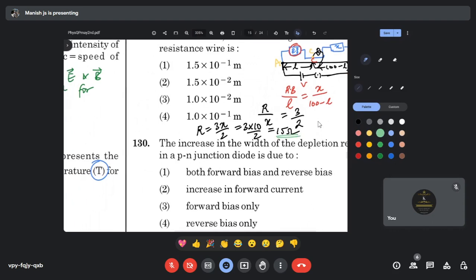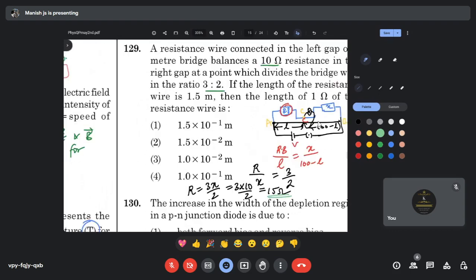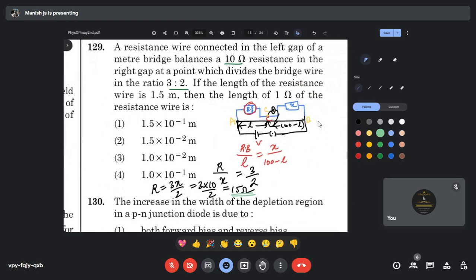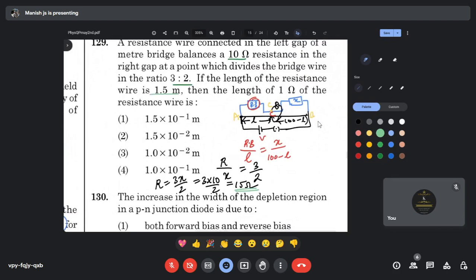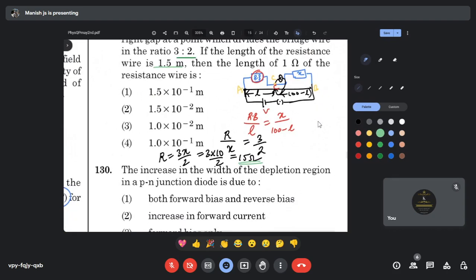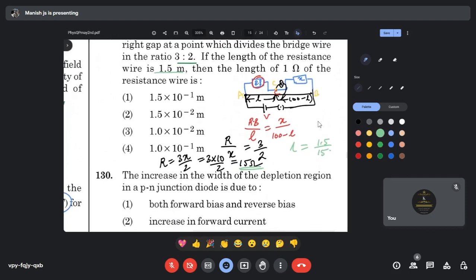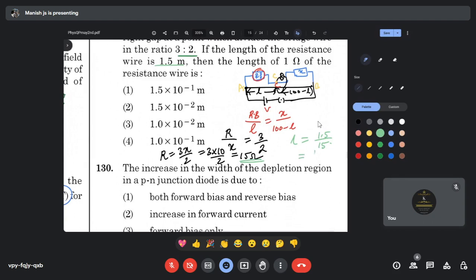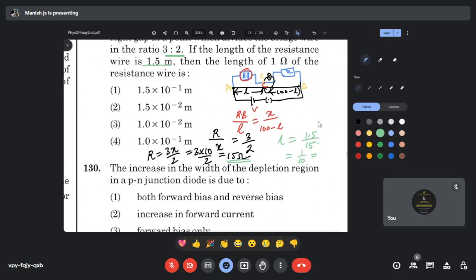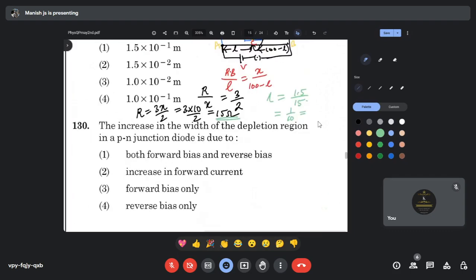Once you have calculated R, you can find out the length of 1 ohm wire, because the length of resistance wire is 1.5 meters. So the length of 1 ohm wire would be, how much is that going to be? L is equal to 1.5 upon 15. So you can find out what is the length of 1 ohm wire. How much is that going to be? 1 upon 10, which is nothing but 0.1 meters.